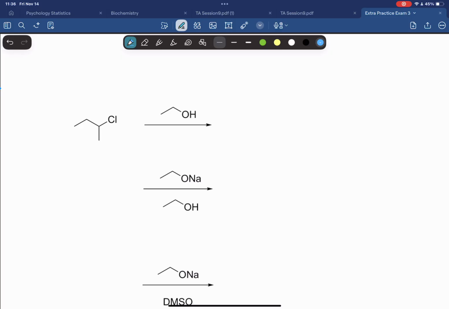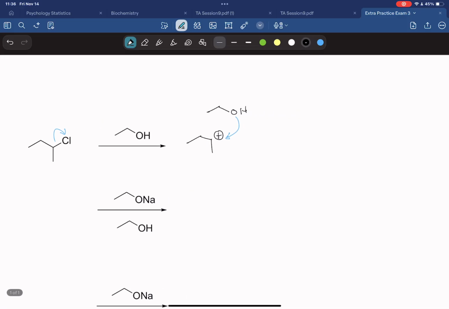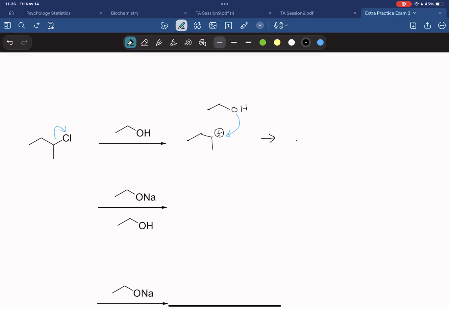So it can form a secondary carbocation. Let's go ahead and see how that goes. We're going to bump off that chlorine atom to form a secondary carbocation. Once we form our secondary carbocation, we have our ethanol come in and attack that secondary carbocation. We form an intermediate with that alcohol attached with an extra group, giving it a positive charge. So our next step is going to be our deprotonation step.